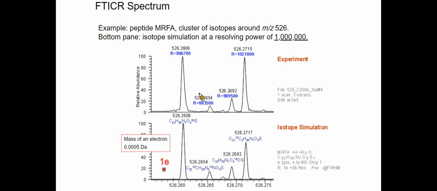This figure illustrates the high resolution of FT-ICR using peptide MRFA as an example. The upper spectrum was acquired from the experiment, and the bottom one was obtained from theoretical isotope simulation. You may notice that the mass difference between the experimental values of FT-ICR and the theoretical values is less than 0.0002 Dalton, which can distinguish the mass difference made of one electron.